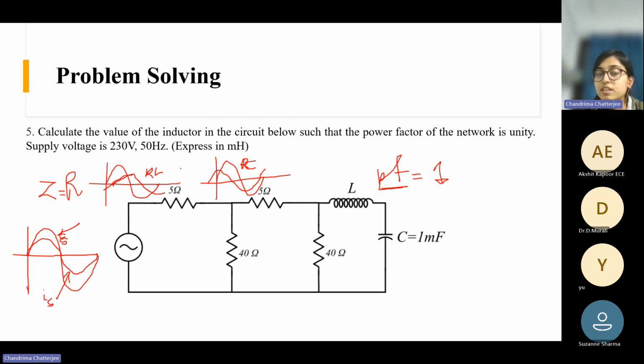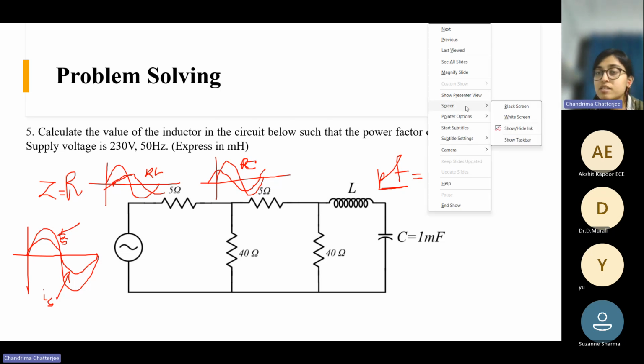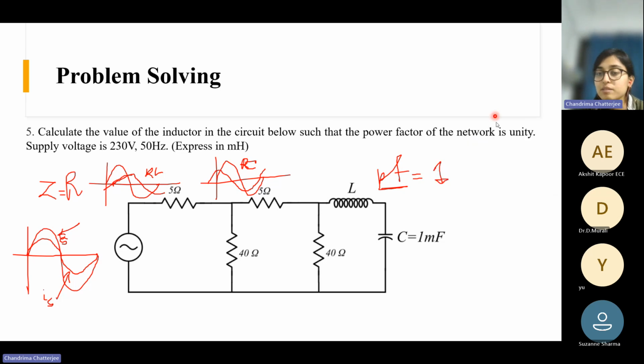For purely inductive load, the current will be exactly 90 degrees lagging the voltage. For pure capacitive load, the current will be leading the voltage exactly by 90 degrees. And if it is a mixture of resistance and inductance, or resistance and capacitance, then it will be something like this. Okay, so this is called the power factor. If I get time, I will discuss elaborately, but I don't think today we will get time. Anyway, next class we can discuss again.